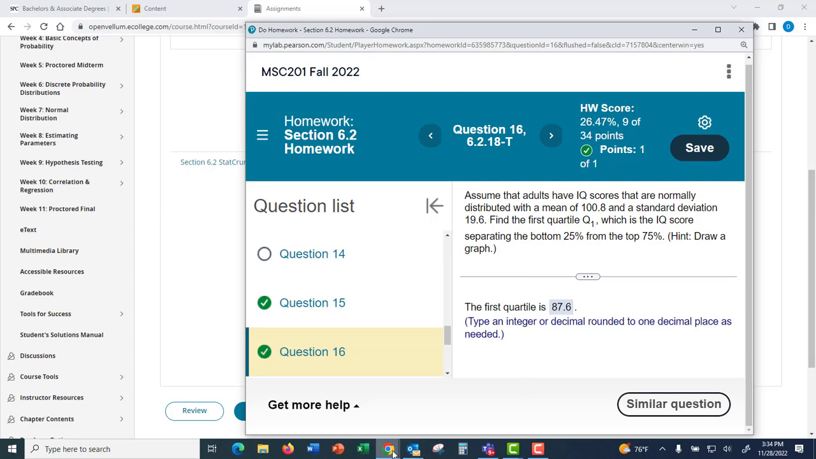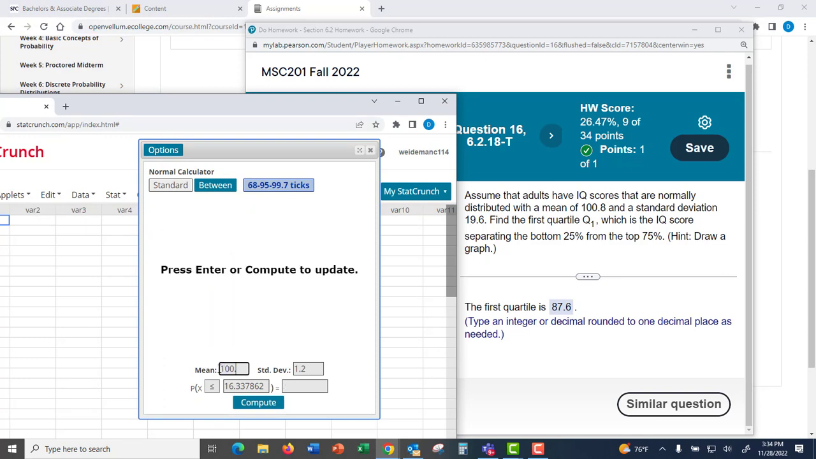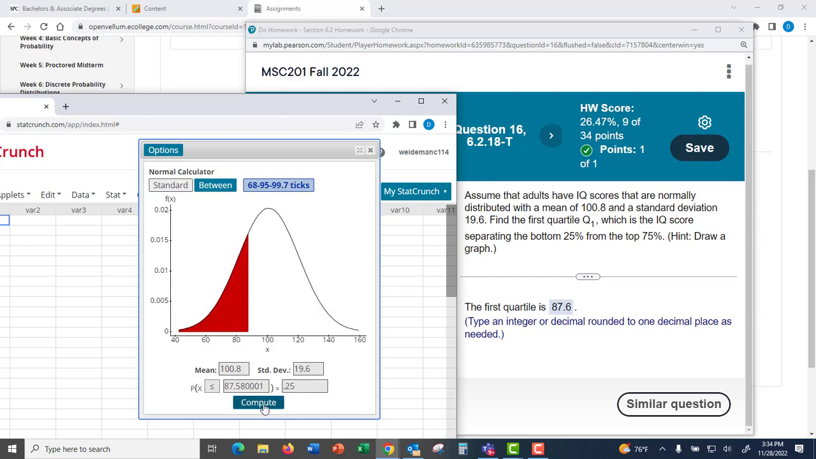So I can go back to my StatCrunch tool and I can just go ahead and put the information in here. The mean for the IQ scores is 100.8. And the standard deviation is 19.6. And again, I'm going to put the area or probability in this window because I want to find the first quartile. And the first quartile is actually 87.6. So 25% of adults would have an IQ less than 87.6. That would be the first quartile.